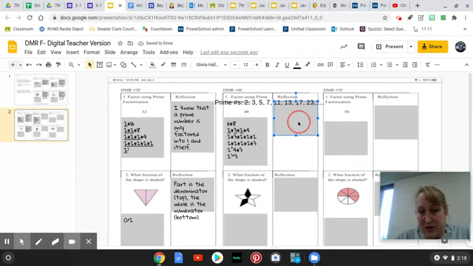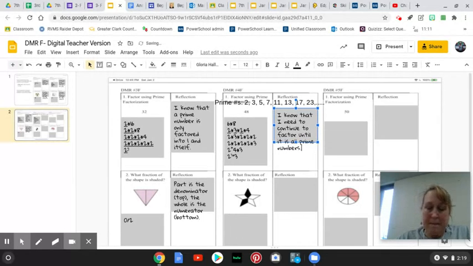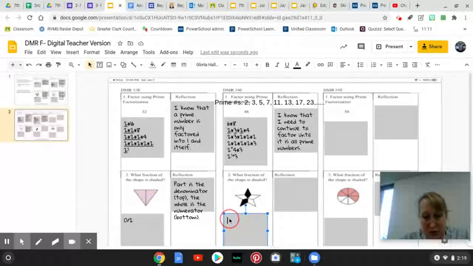So our reflection needs to start with, I know that I need to continue to factor until it is all prime numbers. So there is the top. The bottom is total, all the parts is 1, 2, 3, 4, 5. So that is my denominator. My numerator is the shaded parts, which is 2. So 2 parts of the whole, which is 5.